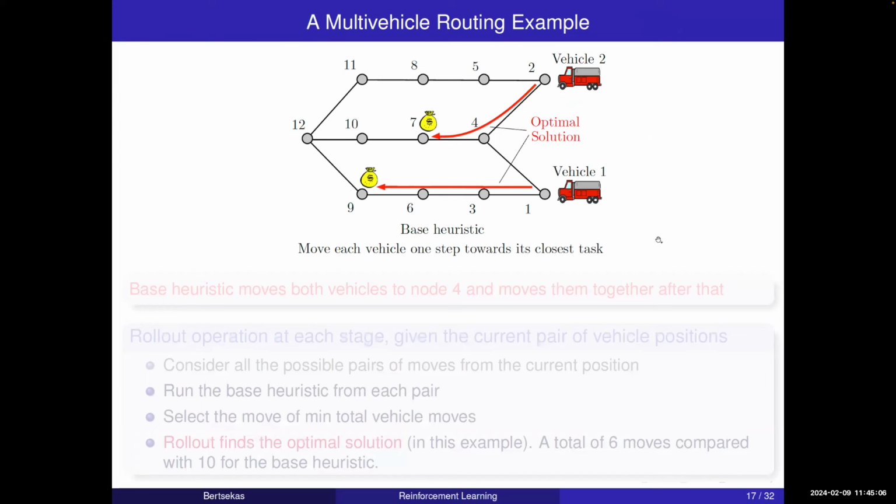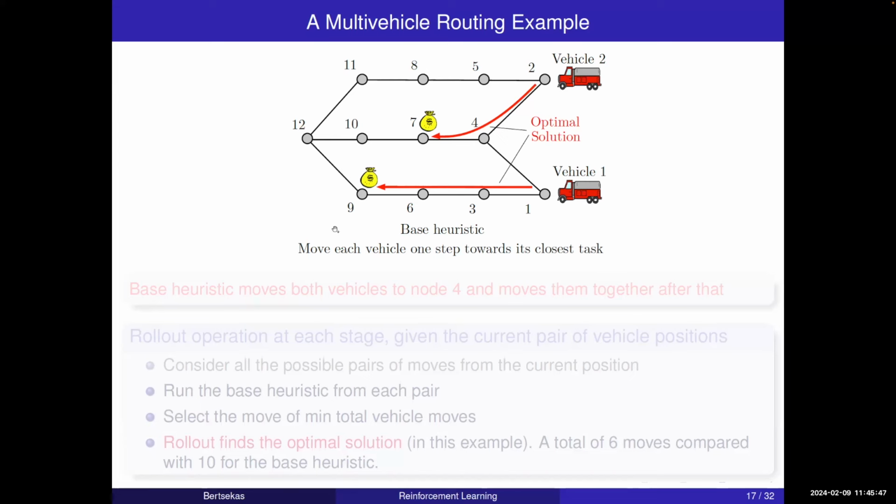This is a problem that I am very familiar with. This is called the multi-vehicle routing problem. We're given some network and a set of vehicles, which are represented by these red trucks. We're also given a set of tasks, which are represented by these little yellow money bags. The objective is to compute a set of trajectories, one for each vehicle, such that each of these tasks is visited at least once by some vehicle, and we want to make these trajectories of minimal length. So that's the objective here.